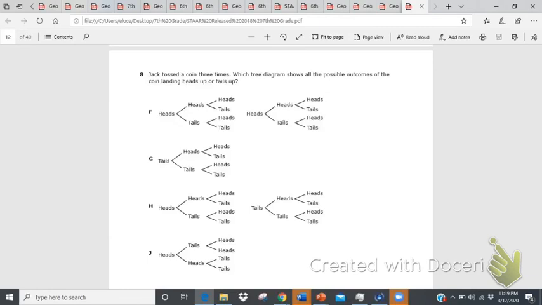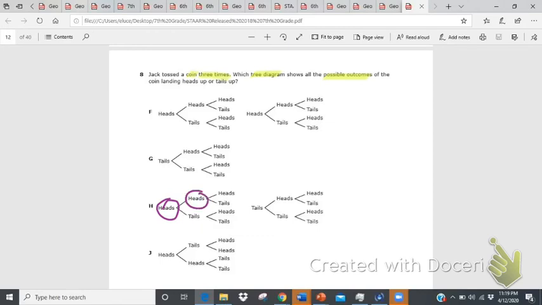All right, ladies and gentlemen. Next, they're telling us that Jack tossed a coin 3 times. Which tree diagram shows all the possible outcomes of the coin landing heads up or tails up? Ladies and gentlemen, this is also referred to as your sample space, which is a list of all the possible outcomes. So think about it this way. You have a coin. If you flip it once, it could land on heads. Okay, that's one time. If you flip it again, it could land on heads or tails.